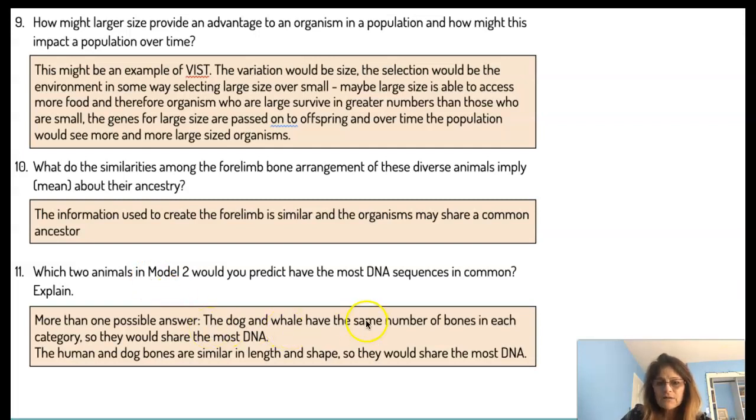The dog and the whale have the same number of bones in each category, so we could infer that they would share the most DNA. But you could also argue the human and dog bones are similar in length and shape, so they would potentially share the most DNA. Whatever you said, as long as you can explain, that's a valid answer.